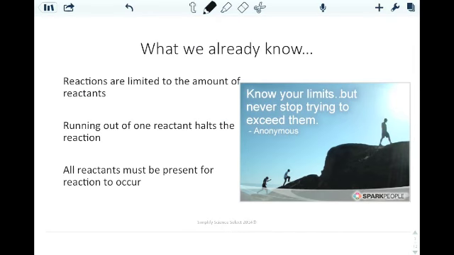What we should already know: reactions are limited to the amount of reactants. This is where we get into limiting reactants. How much we can produce depends on how much we have. That's the whole law of conservation of mass. We can't produce any more than what we have, and the limiting reactant limits it. Running out of one reactant halts the reaction. So when we use up all of the limiting reactant, the reaction's done and it stops. All reactants must be present for the reaction to occur, so once we run out of one, the reaction stops.